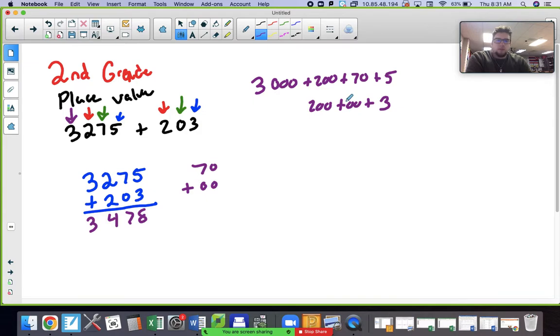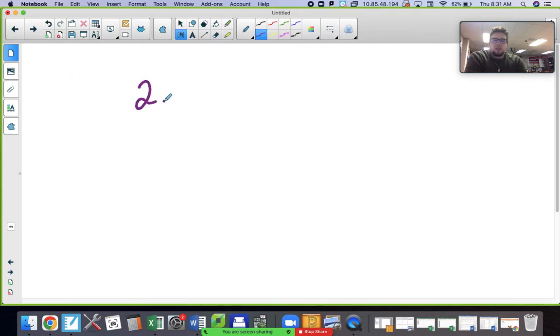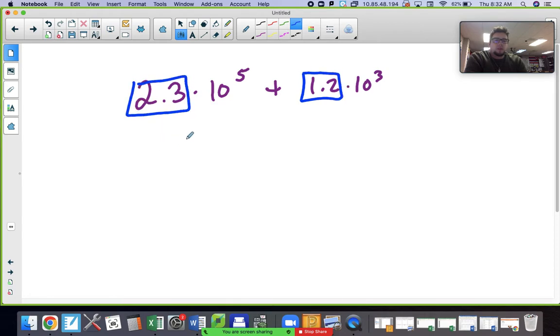Hopefully, by this point in the video, you've probably skipped forward, which is fine. This is the same thing that has to happen in scientific notation, but it's a lot more secretive almost. So if I have a number like 2.3 times 10 to the 5th, and I'm adding that with a number like 1.2 times 10 to the 3rd, place value is still a major component. We cannot just add 1.2 and 2.3 because they're not even close to the same place value.